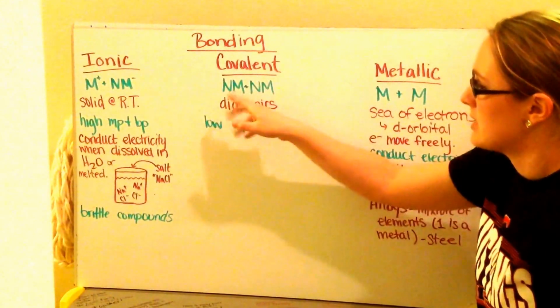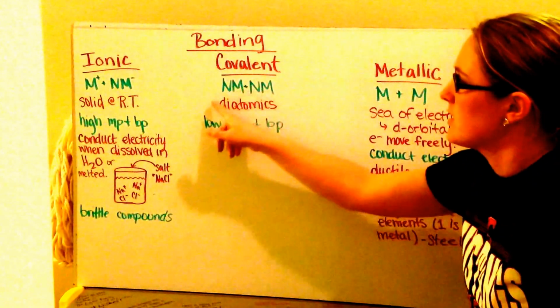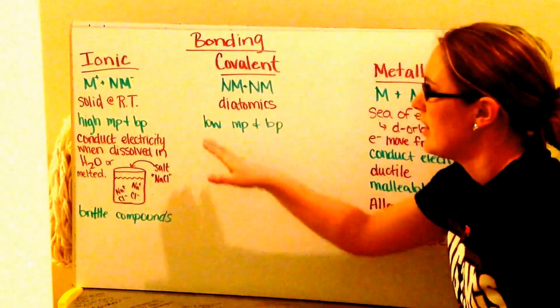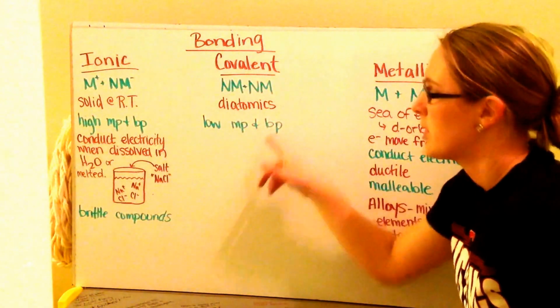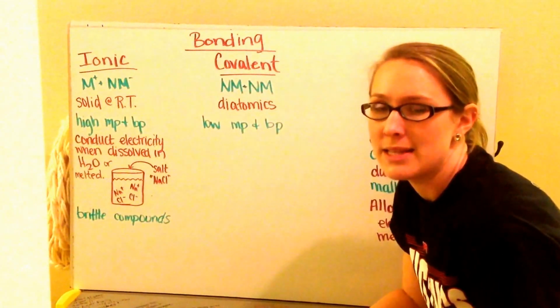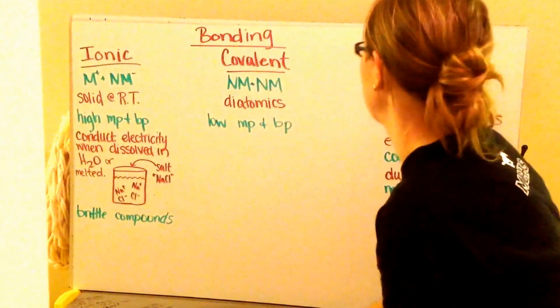Covalent bonds, like I said, are nonmetals and nonmetals. These are going to be your diatomics, which we'll learn more about shortly. And they have relatively low melting points and boiling points because they're made up of things that are typically gases and some liquids at room temperature.